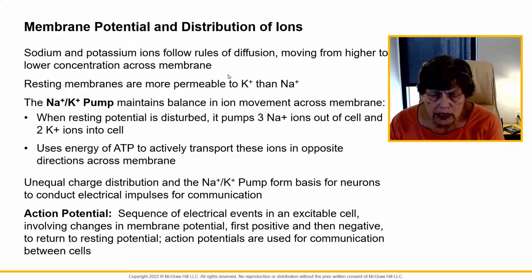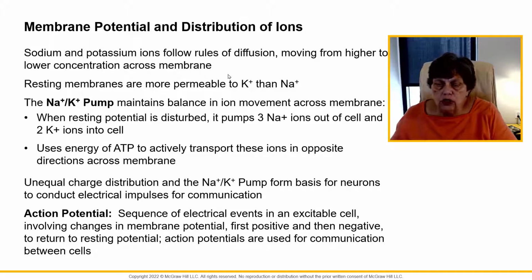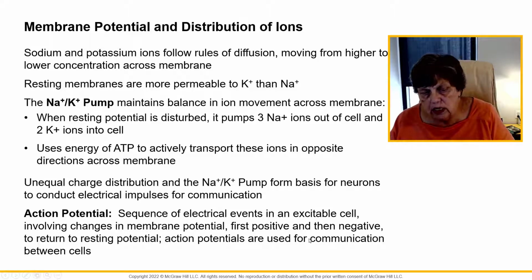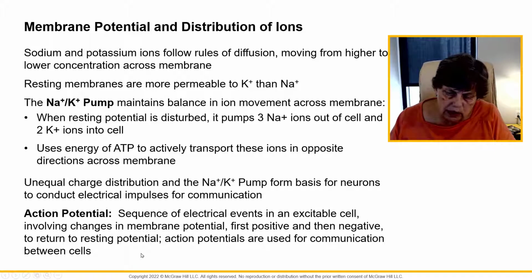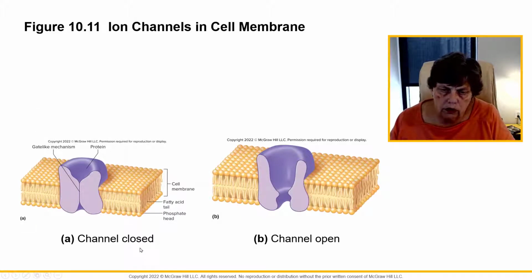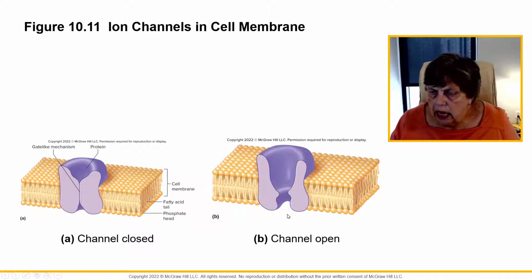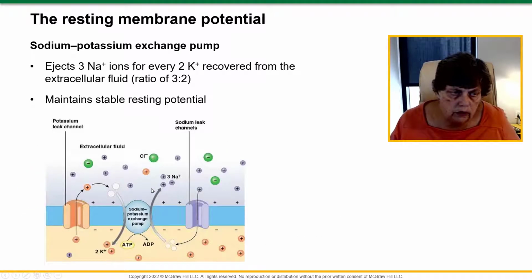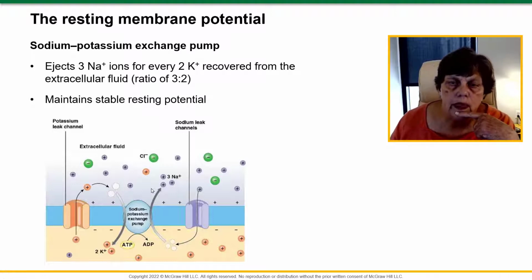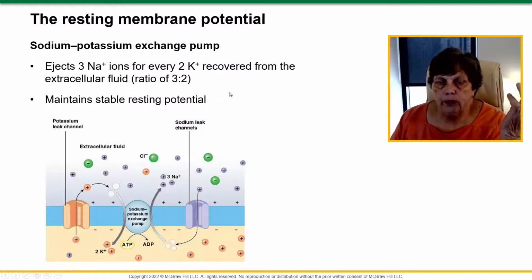So the action potential is a sequence of events involving changes of this potential, first to positive, then to negative, then back to the resting potential. Okay, so you can see here's the channel closed, the protein is closed, and here the channel is open. This is just a channel through your phospholipid bilayer.